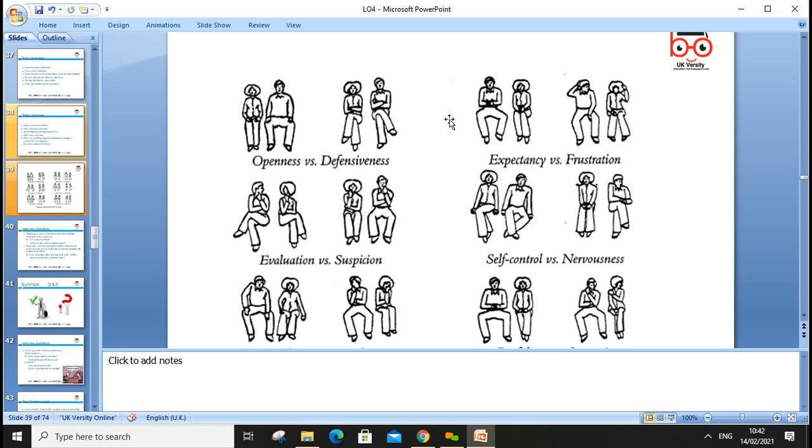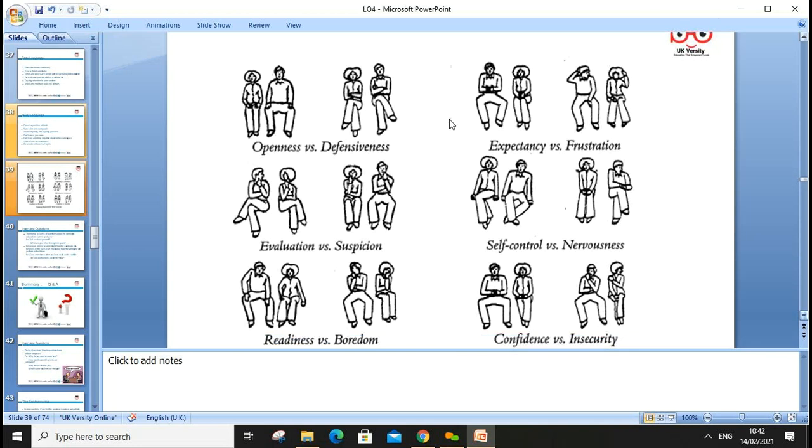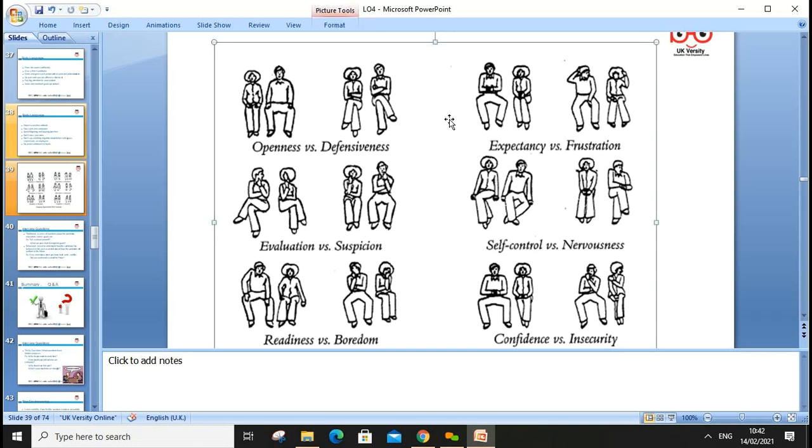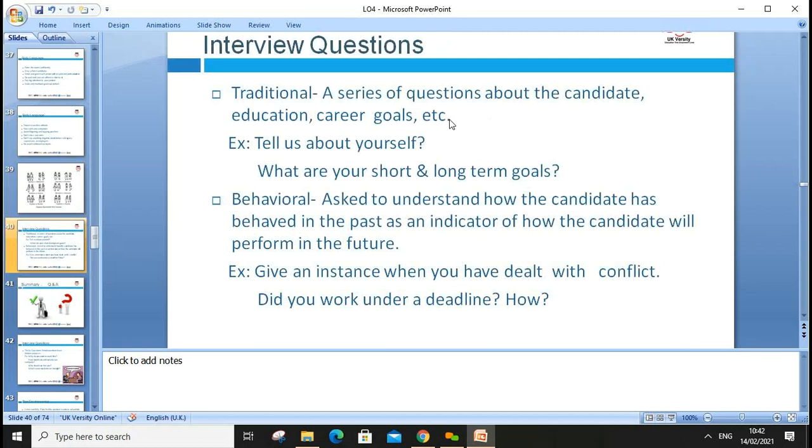Okay, so evaluation and suspicion, yes? Think about the posture. Expectancy and frustration, like putting a hand on the face. So that's what you expected. Self-control and nervousness. Okay, readiness, this type of posture. And boredom. So just think about confidence versus insecurity.